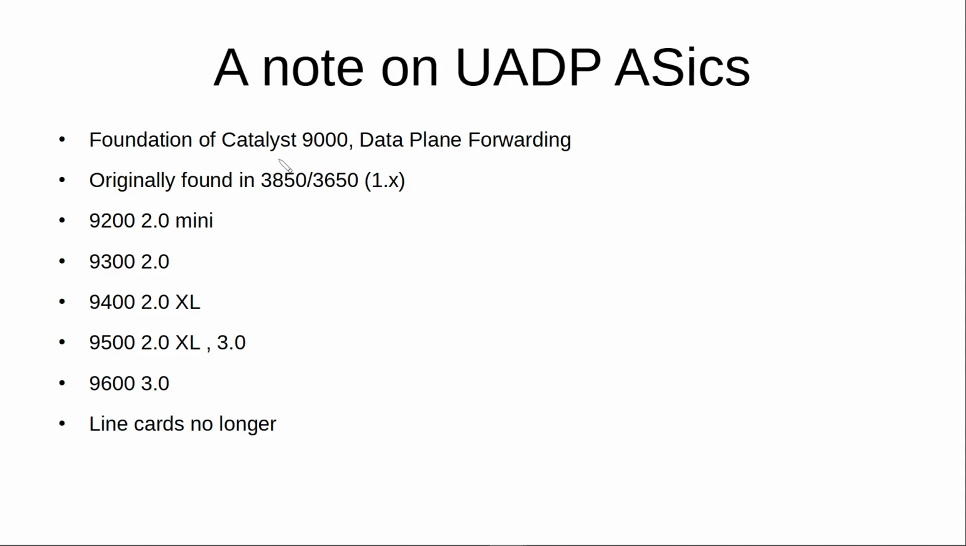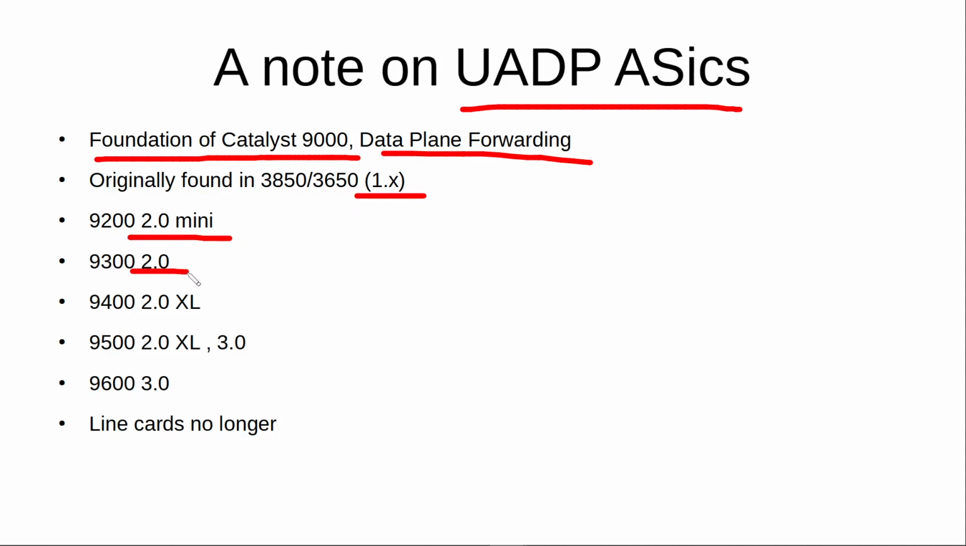Remember that these switches use UADP ASICs. These are the foundation of the Catalyst 9000 series. These ASICs are actually what performs the data plane forwarding. There are several versions of these ASICs, and you will find them depending on the actual switch that you will be using.